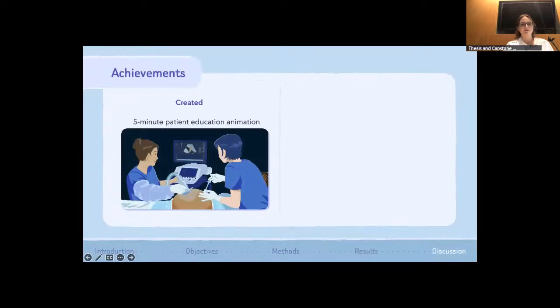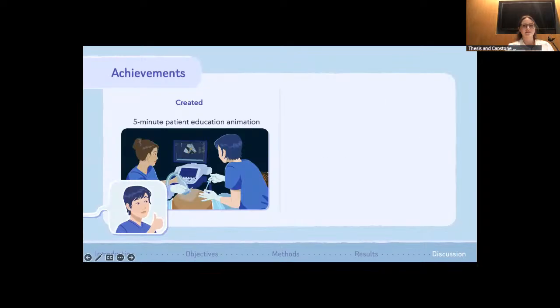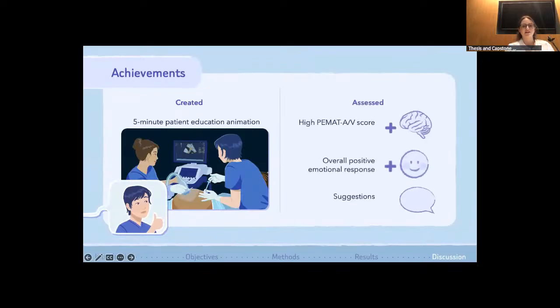To recap, we created a 5-minute patient education animation that gives an overview of how an IUT procedure is typically performed at a high-volume specialty center. The content was developed in collaboration with content experts and patient stakeholders. Our testing showed that our animation was effective, understandable, and calming.